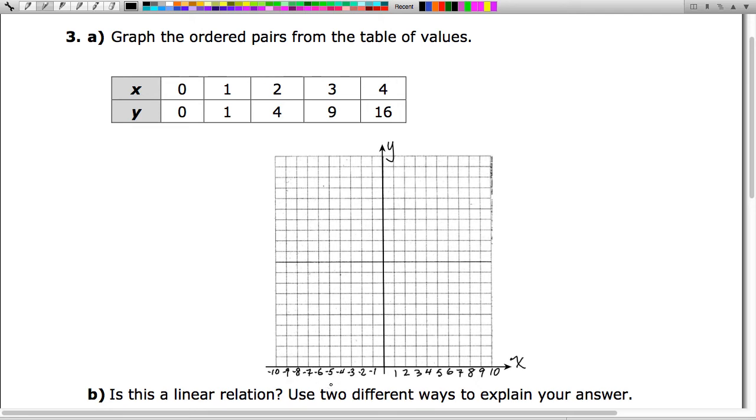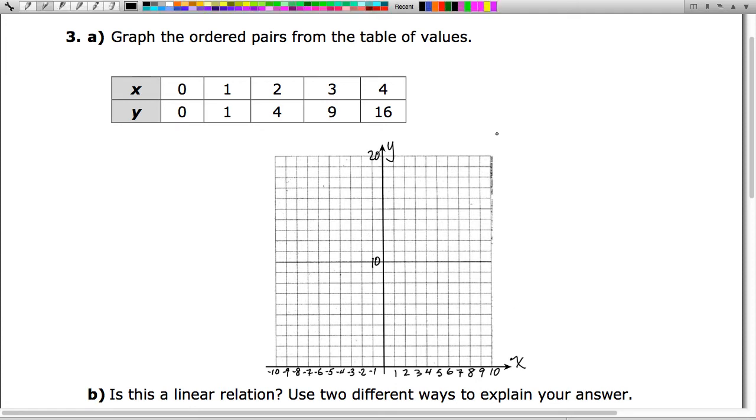Okay, so now vertically, 1, 2, 3, 4. This goes up to 10 here, and it goes up to 20. So one thing that you do want to make sure you do before you start doing your graph is make sure that your grid has enough room to fit the points that you want to have on here. So x needs to go at least up to 4, and y needs to go at least up to 16. So you can see I've got room for that here.